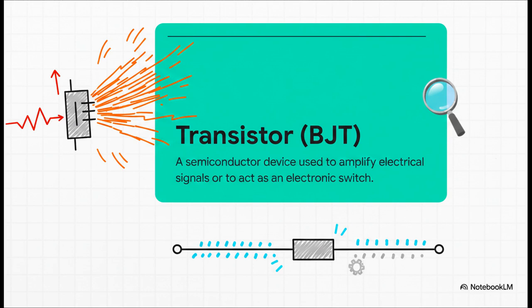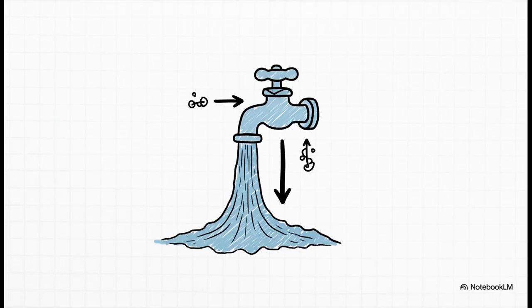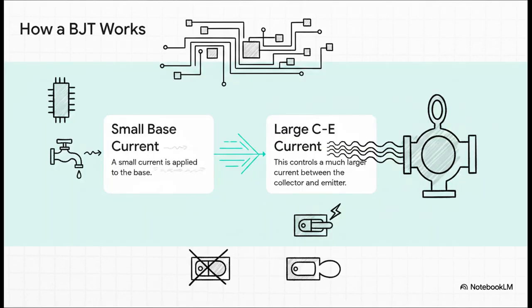The perfect analogy here, seriously, is a simple water tap. Think about it. With just a tiny, easy turn of the handle, that's your small control signal, you can control a huge, powerful flow of water coming out of the faucet. A transistor does the exact same thing, just with electricity instead of water. So how does it actually pull this off? Well, you apply a tiny little bit of current to its middle connection, which is called the base.